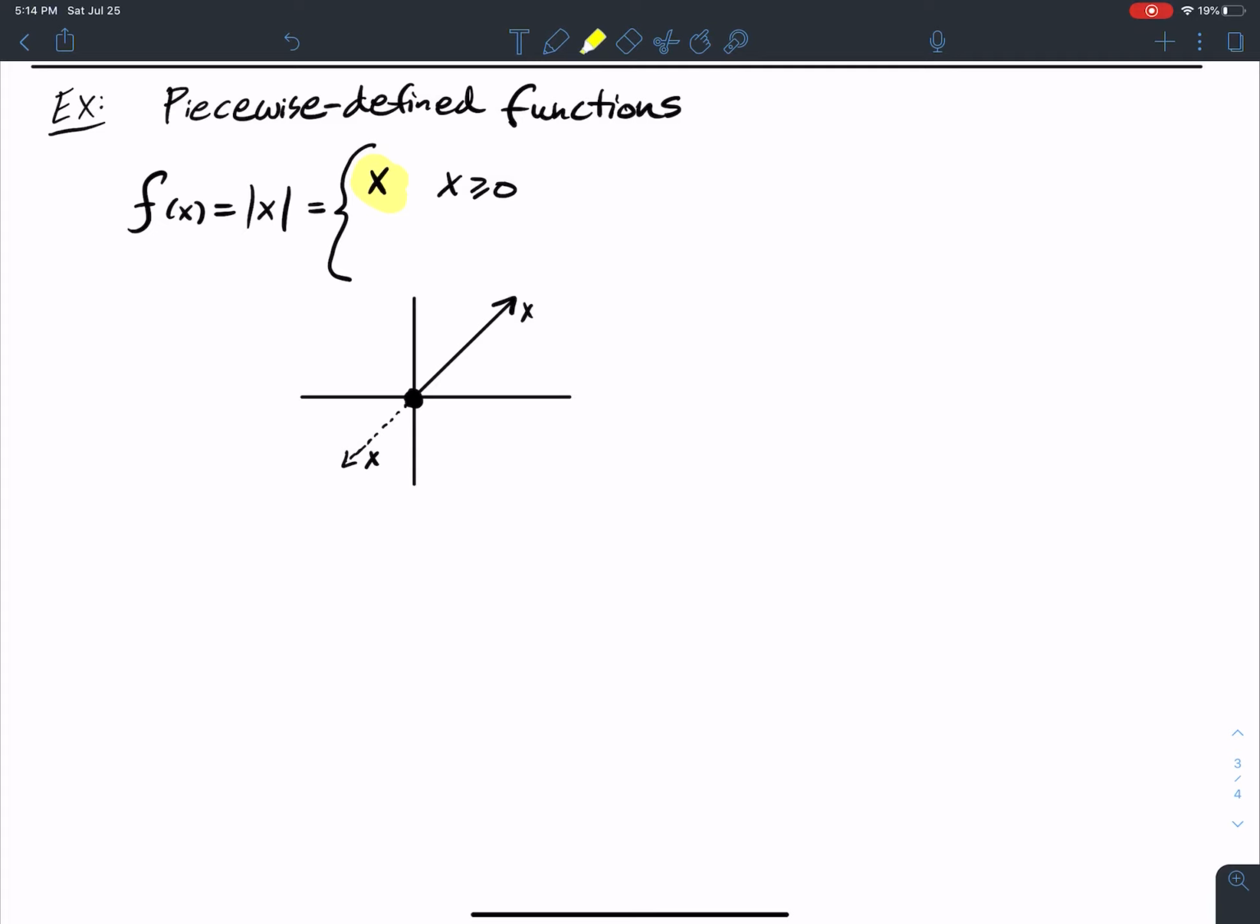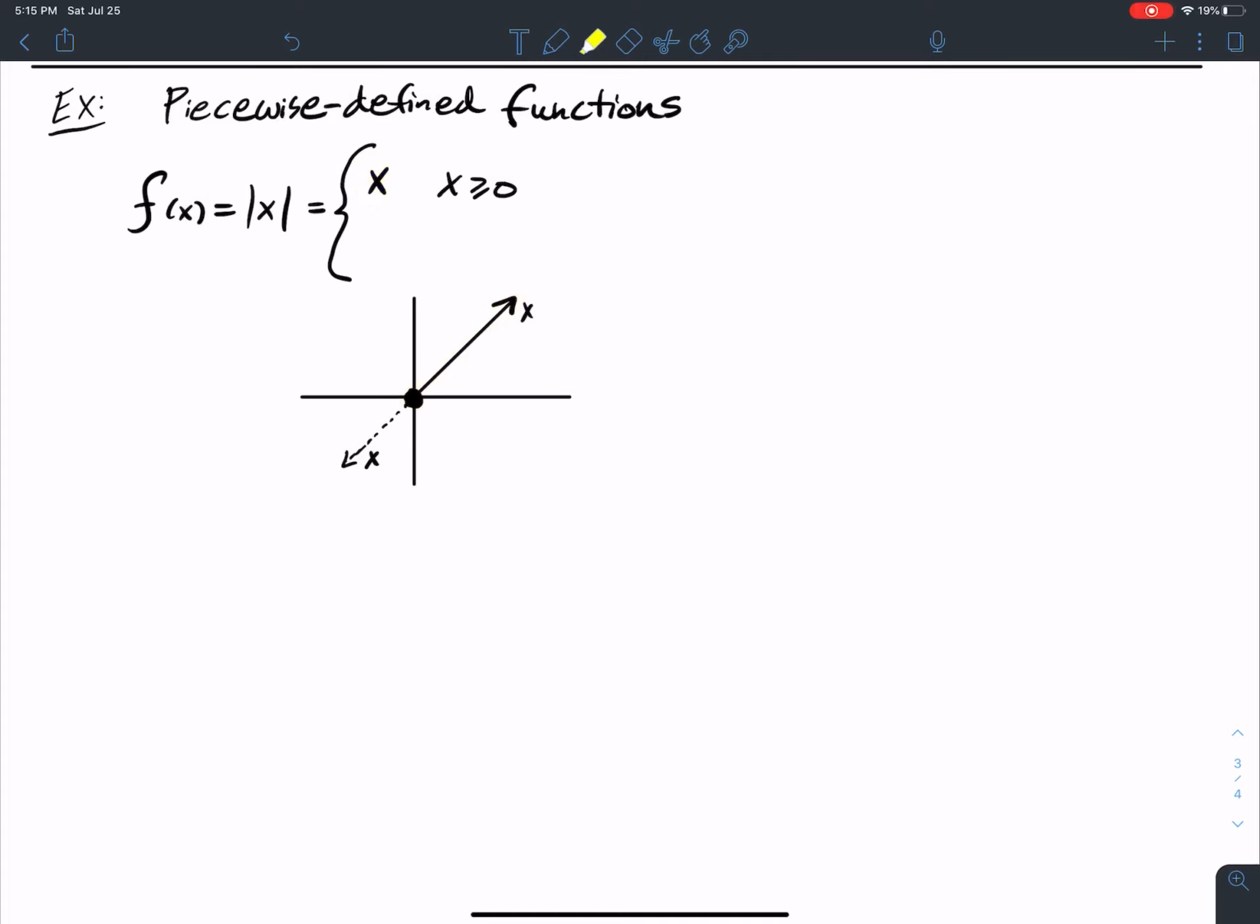And it's solid where we are actually defining it. These are x values that are greater than or equal to 0. So I have it solid where it's actually defined on the piecewise. It's dotted where it's not defined, meaning we're going to use another piece of a function to define the other part, for values that are less than 0.